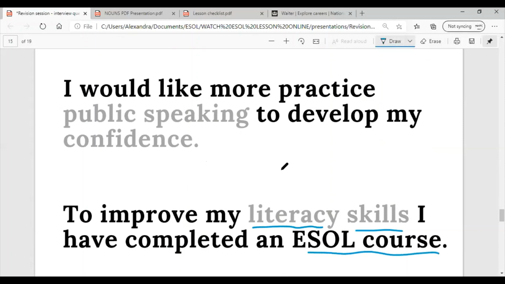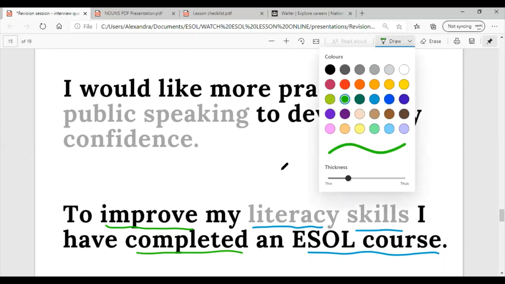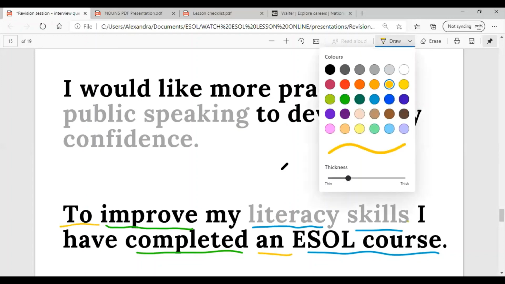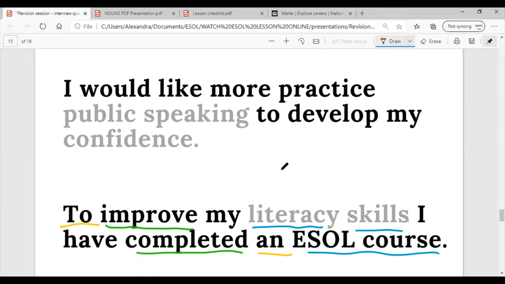Okay, then we're going to look for our verbs in green as always. So we've got improve and completed: to improve my literacy skills, I have completed an ESOL course. We're going to look for our conjunctions, which are to and an, and then we're going to look for our pronouns, which is the thing about the self. So we've got my and I. So, to improve my literacy skills, I have completed an ESOL course.